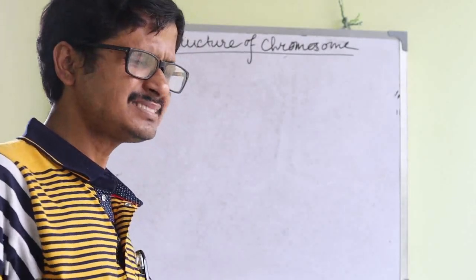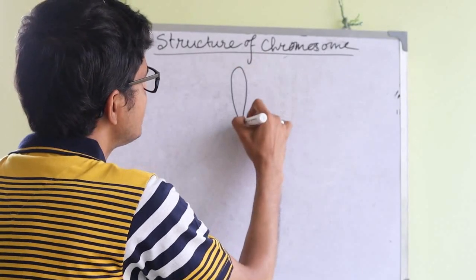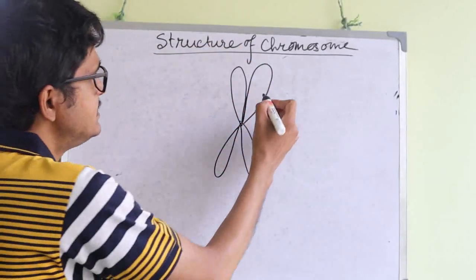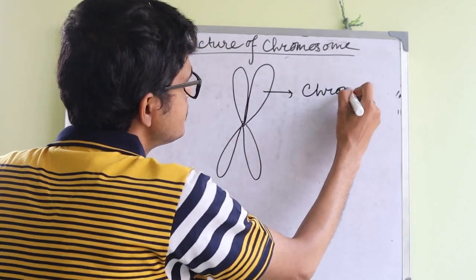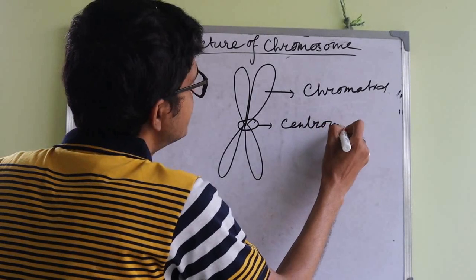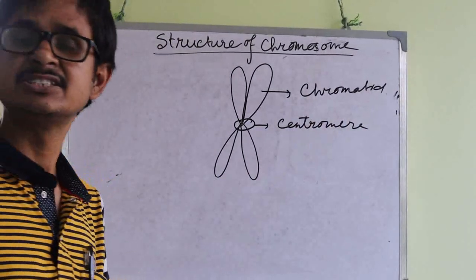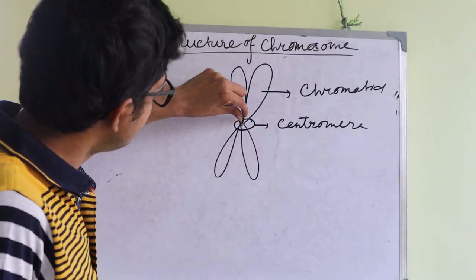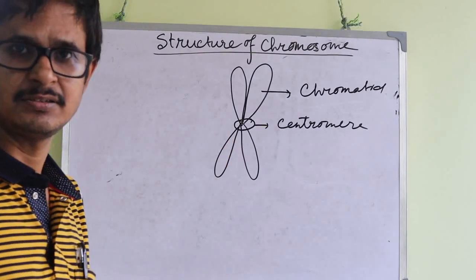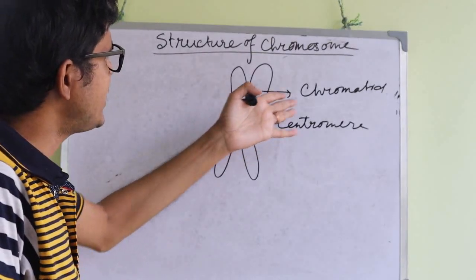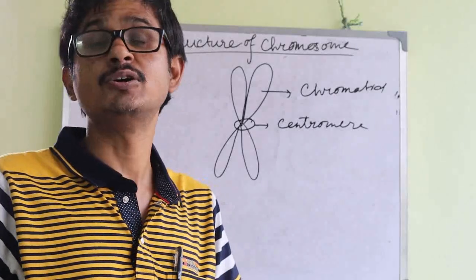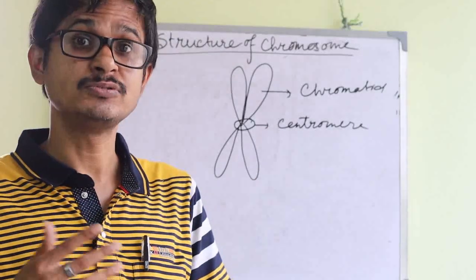If I draw a chromosome, this is the coil structure. This is called chromatid, and this is called centromere. The centromere joins the chromatids in a butterfly-like structure. What is chromatid, what is centromere, how is it formed? Before that we have to know about the structure of these chromatids and how they are formed.